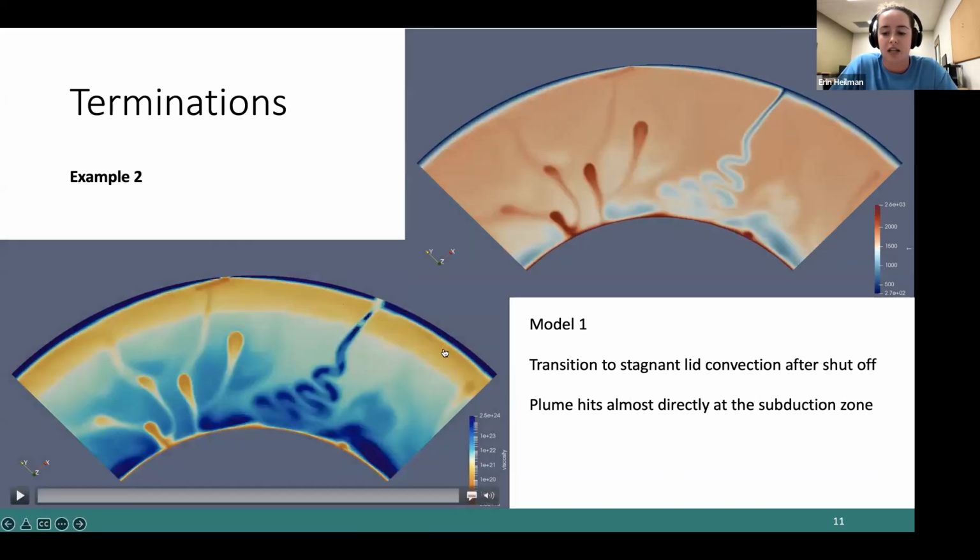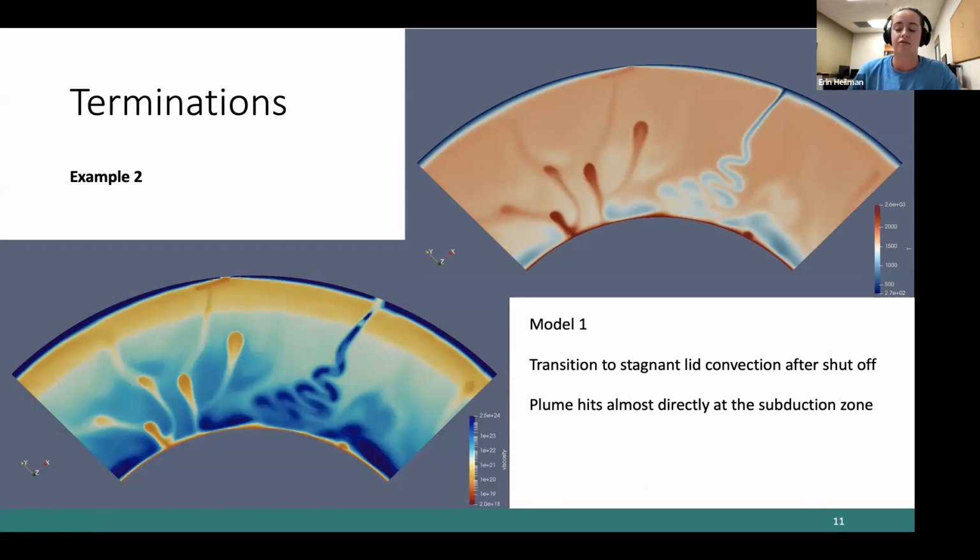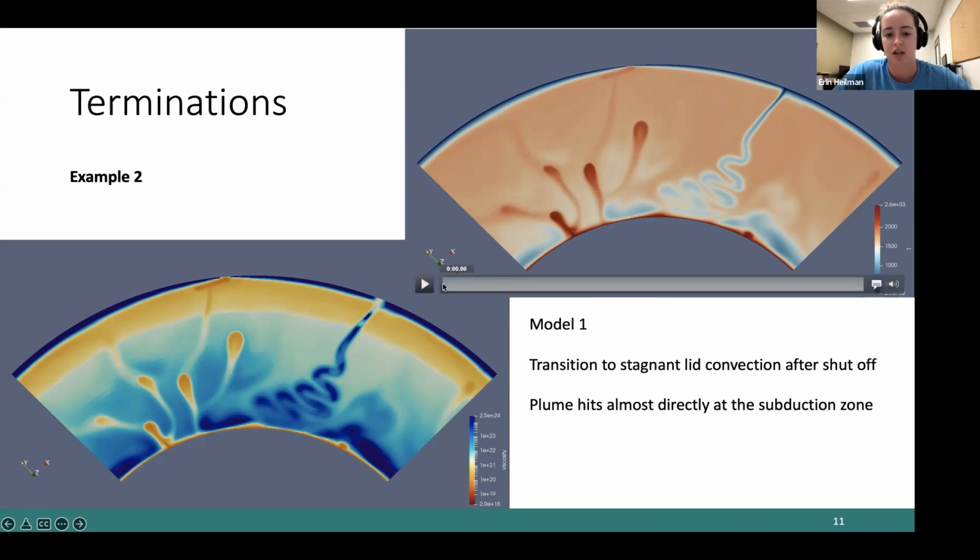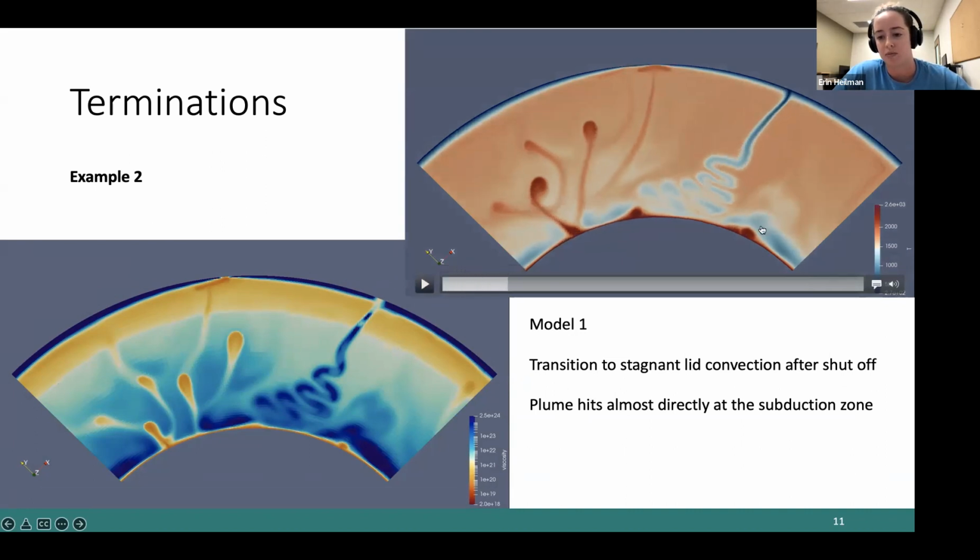In another example, you still see a transition to stagnant lid convection after the shutoff, but you'll see a difference in the dynamics between the plume and subduction. In this case, the plume is going to start from right here, and it's going to be triggered by this subducting material.